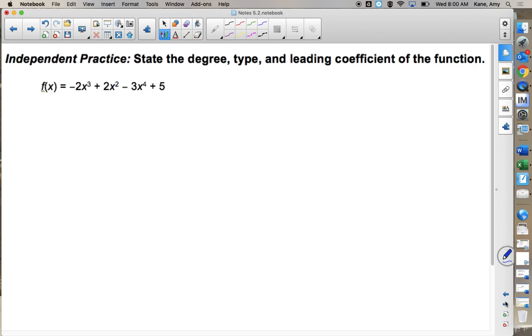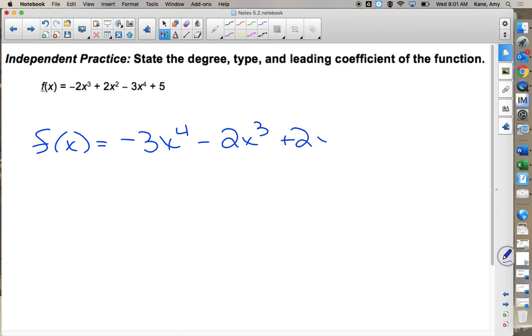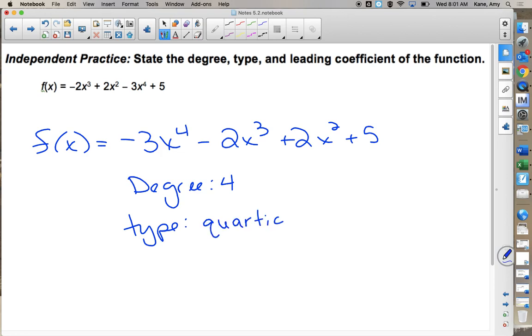Ava, is that in standard form? Yeah. So if we wanted to write it in standard form, what would it look like? Negative 3x minus 2x cubed plus 2x squared plus 5. So then the degree is, the type, and then the leading coefficient.